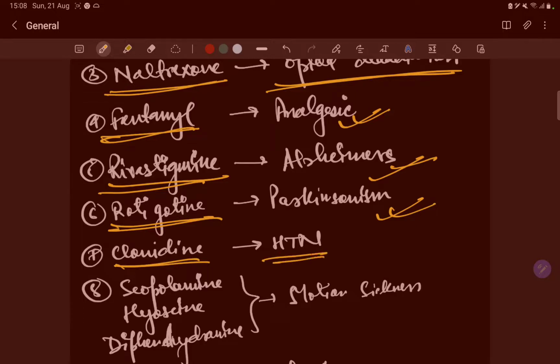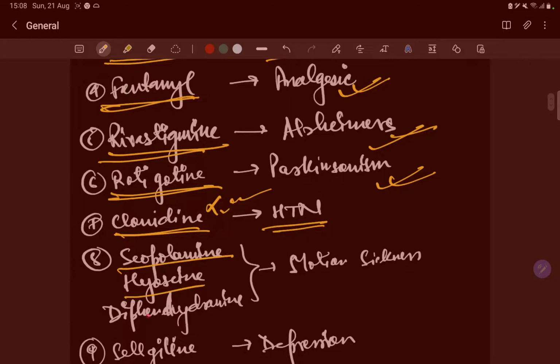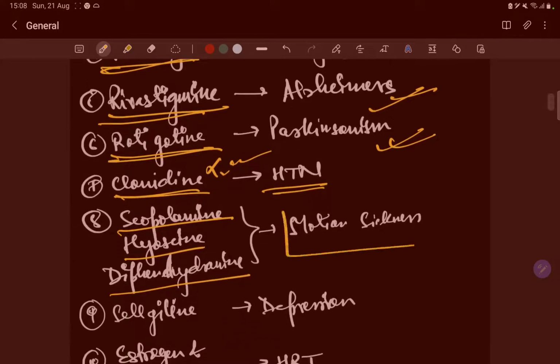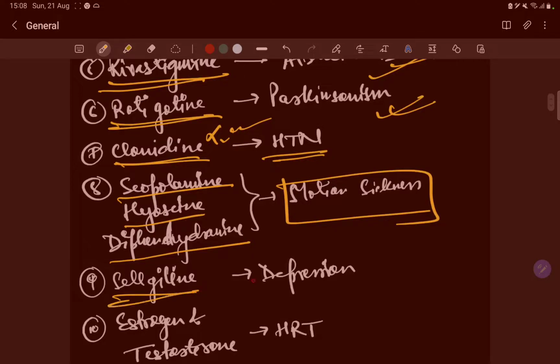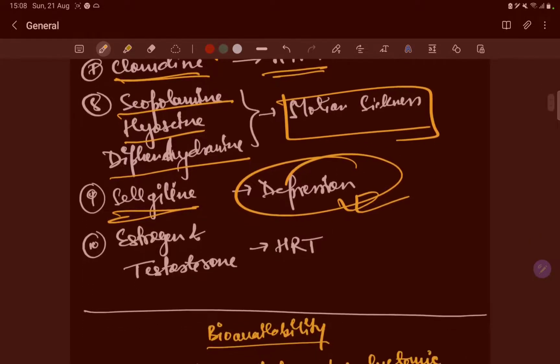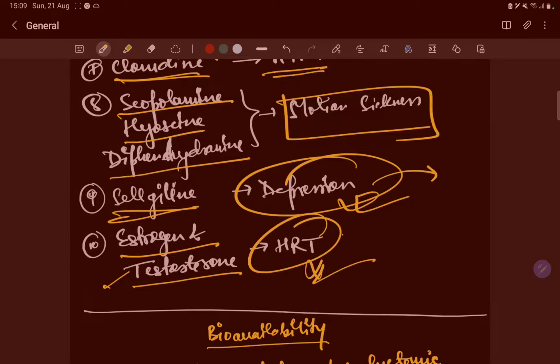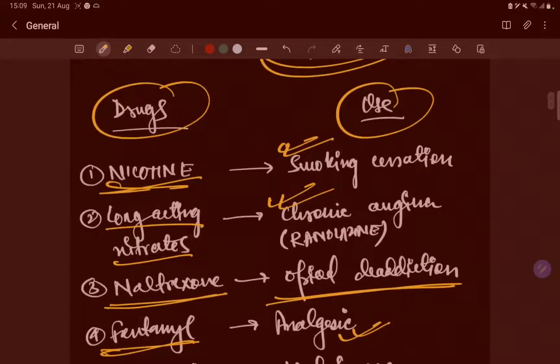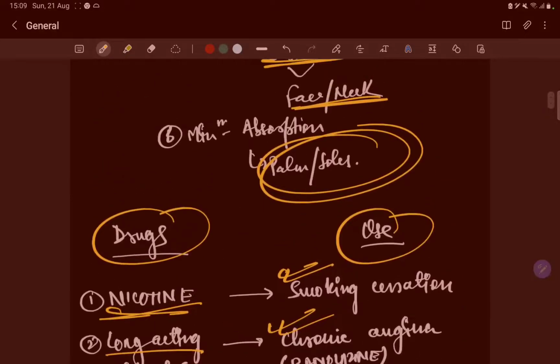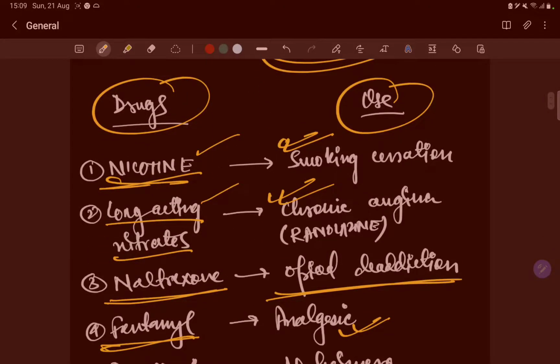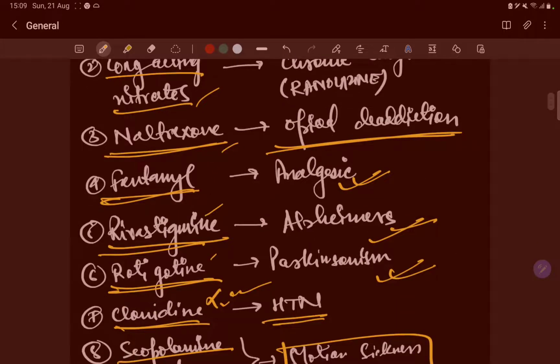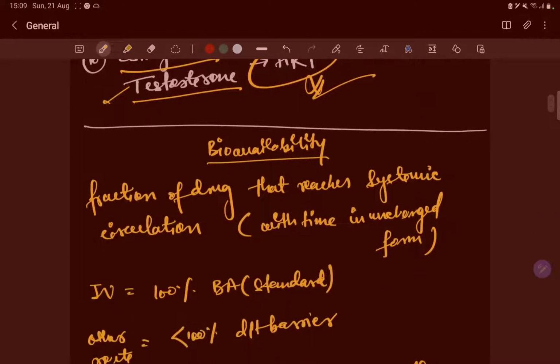Clonidine is given in hypertension, right? Alpha 2 agonist. Scopolamine, hyoscine and diphenhydramine is given in motion sickness. Selegiline is given in depression. Estrogen and testosterone are given as an HRT. Okay? This you have to understand. Hormone replacement therapy. Now, these are the drugs which are given transdermally.